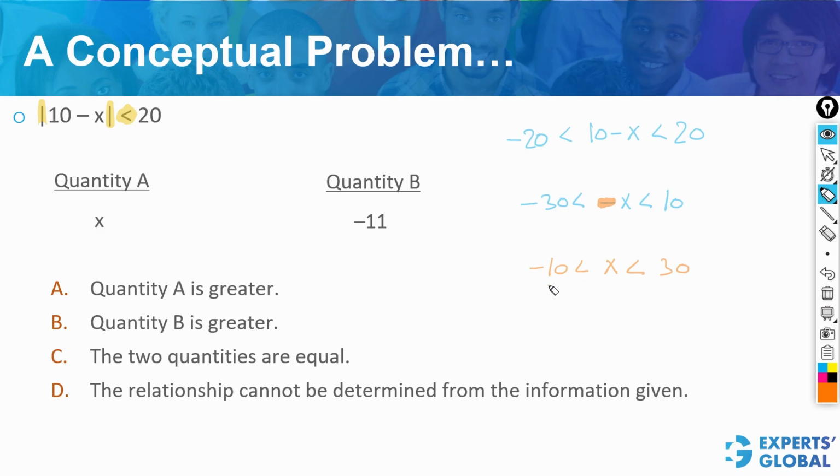X is greater than minus 10 and less than 30. Quantity b is minus 11, and you see any value in this range is greater than minus 11. Therefore, we can conclude that quantity a is greater.